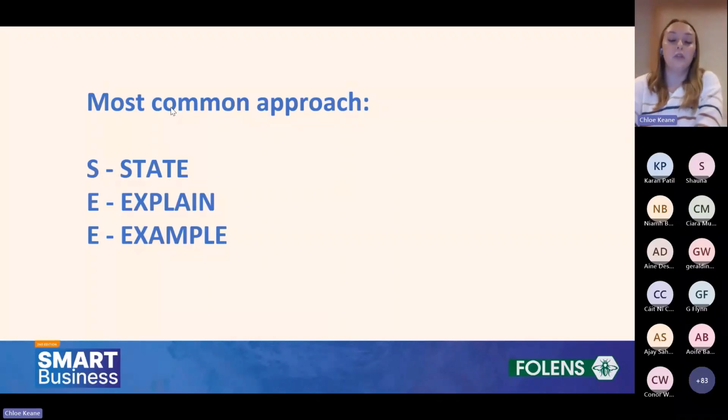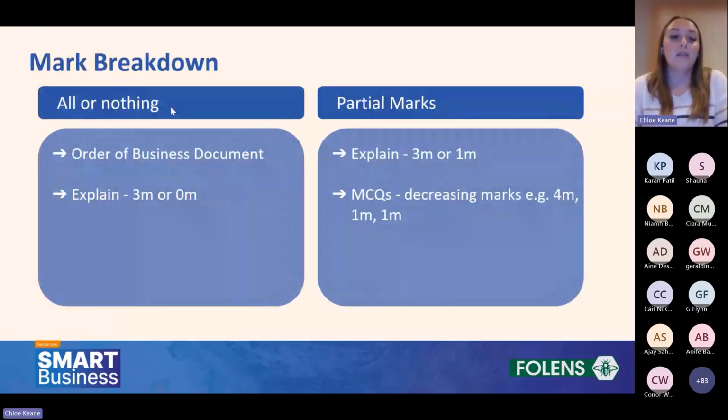And I suppose with the outline, which we'll look at now in a minute, it's state, explain the impact or expand on it. Okay, so then just the breakdown of the marks there. It's kind of all or nothing for certain things, like the order of something. So for example, if it was the order of business documents, you're going to get all or nothing if they're wrong. You're not going to get partial marks because one of them is in the right place.